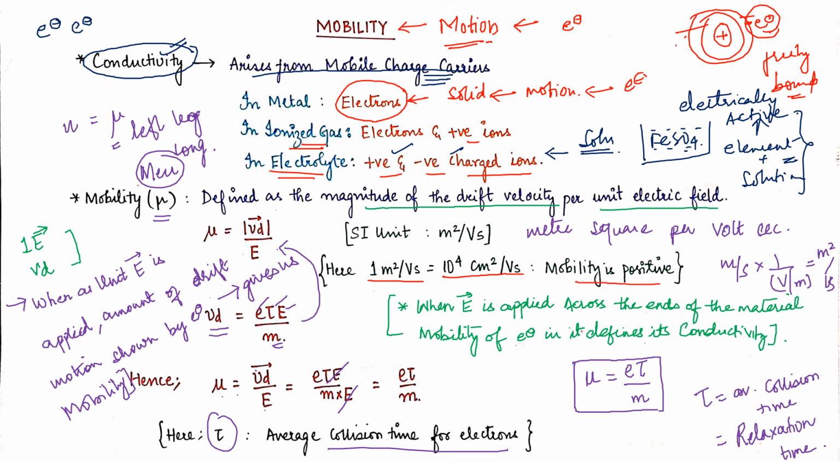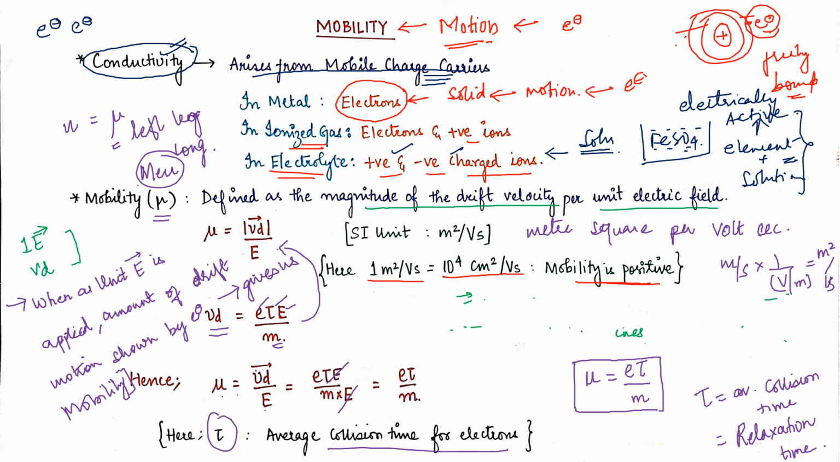And mobility is always positive, because the motion they are showing, whether in the opposite direction or in the forward direction, will never change the sign of mobility. Mobility is motion, and if something is moving, motion is positive. Take it as motion, don't take it as a velocity or a vector quantity. It is an extremely generalized term.